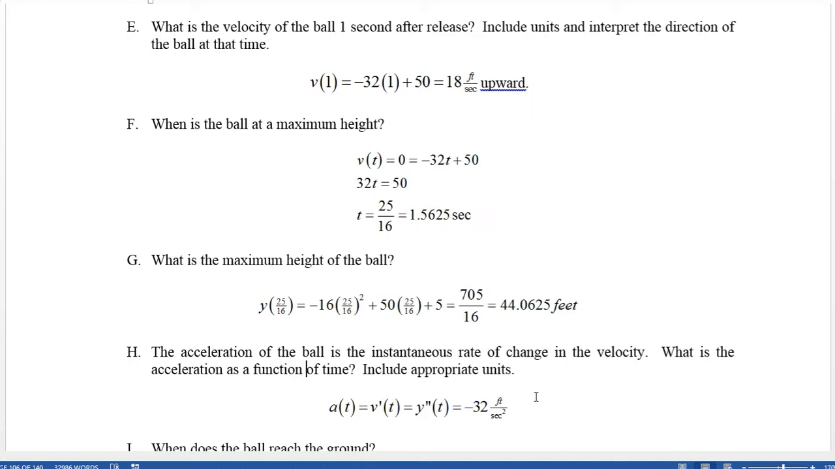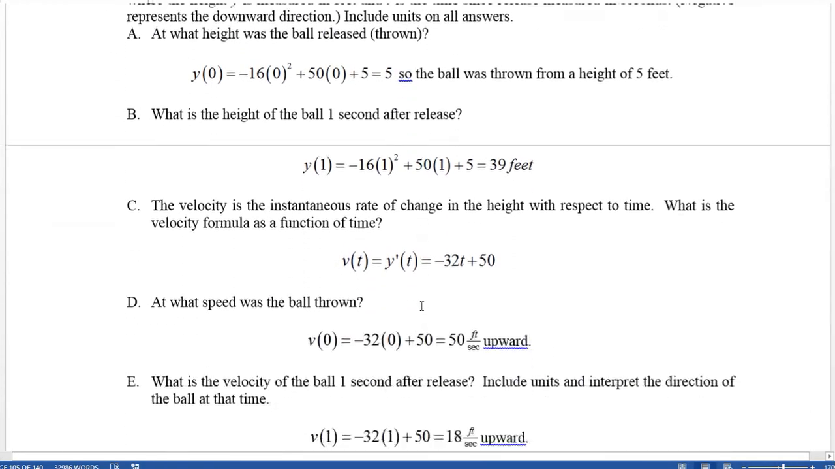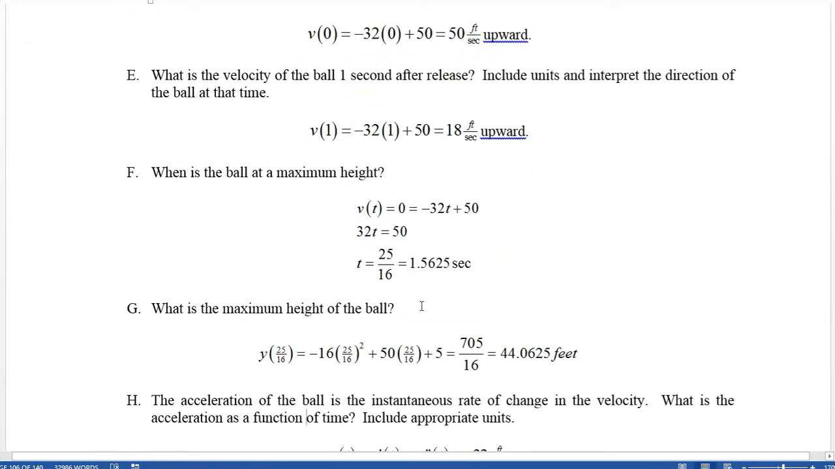Now, after it hits the ground, it may just stick in the ground and stop at that point, or it may bounce, or it may even break apart. Who knows what happens at that point? It may sink in the mud. Who knows what might happen to it? But these formulas apply only from time equals 0 to the time when it hits the ground or hits something.